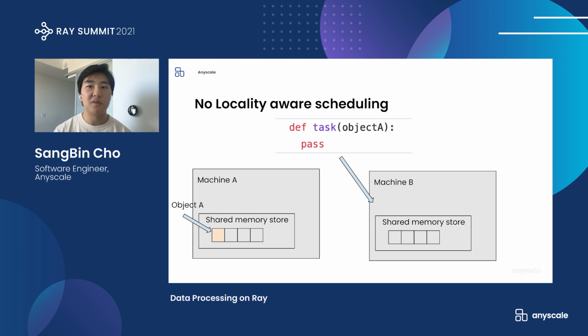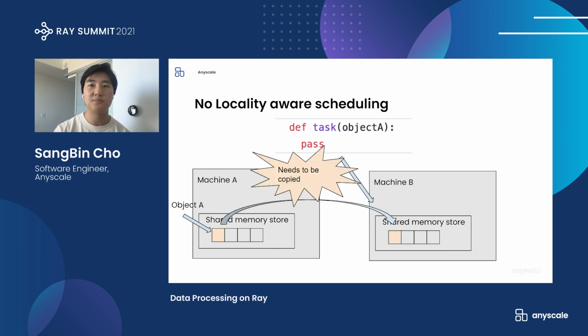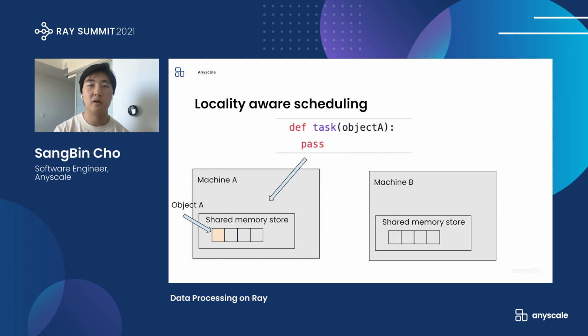So this is the example when there's no locality-aware scheduling. As you can see, this task requires object A, and object A is in machine A, but the task is scheduled on machine B because, let's say, it doesn't take into account this object location. Then in order to execute this task on machine B, we need to push this object and have an unnecessary copy. So if we can support locality-aware scheduling, we can have much better memory usage in the cluster because this task is going to be scheduled on the machine that already has object A. So object A doesn't need to be copied to other machines in the cluster.